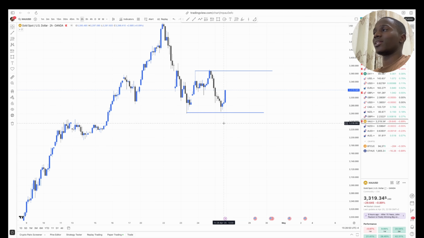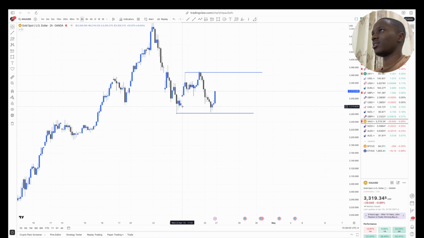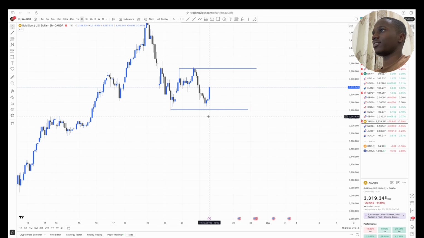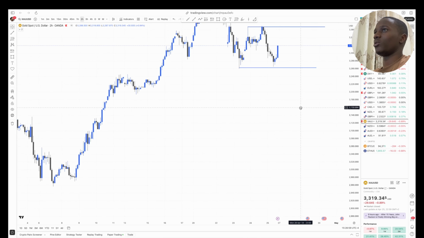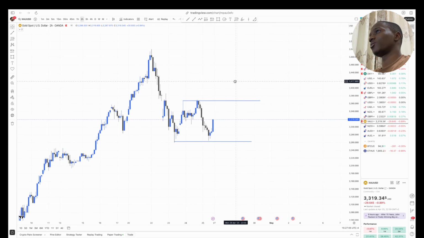So we clearly don't have a strong bias on the gold, other than saying that it was in a downtrend, and after this liquidity sweep we would look for a strong area of interest to react to before we start looking for buys going to the upside.